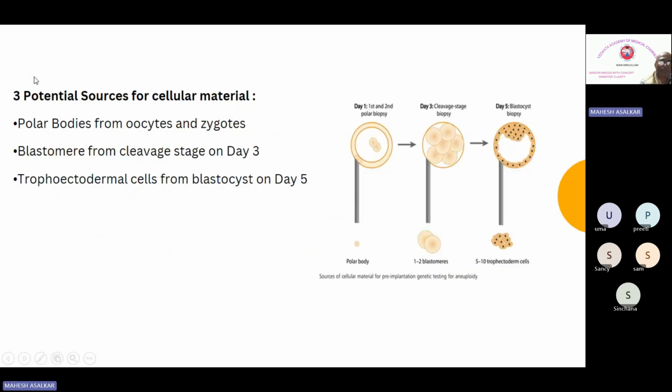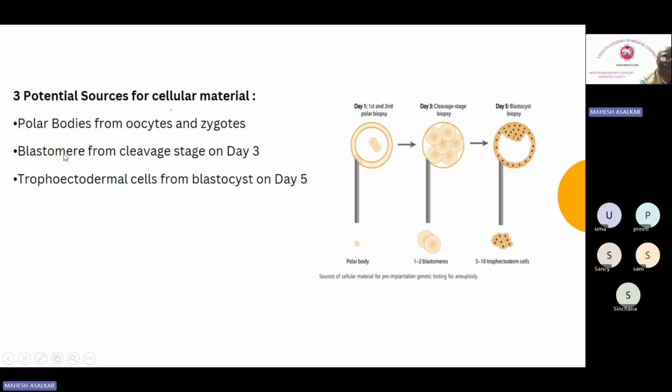so what are the sources for this PGT? There are three potential sources for cellular material. One is a polar bodies from oocytes and zygotes. Okay, so this is a day one. First and second polar body is there. So that is one source, polar bodies from oocytes and zygote.